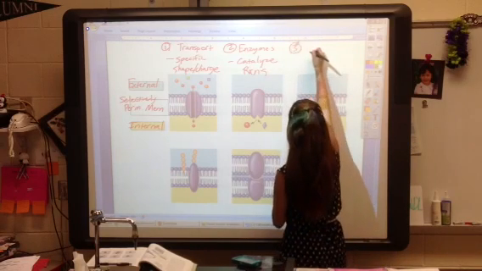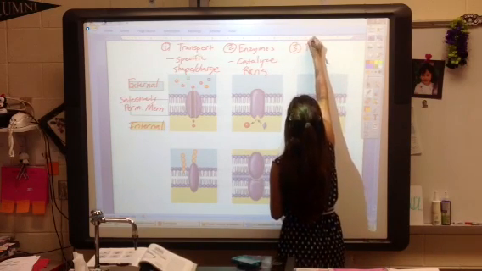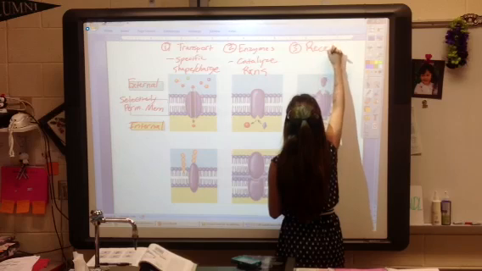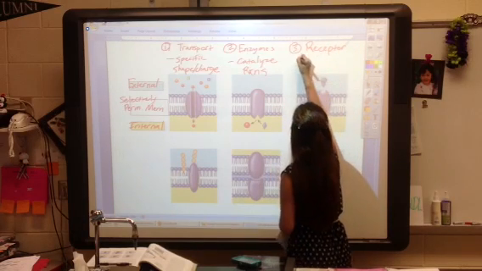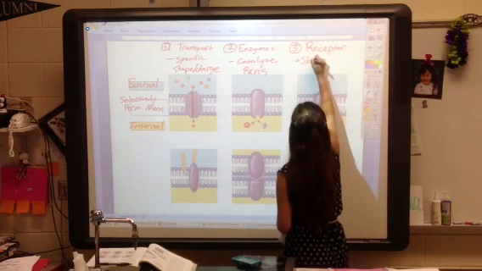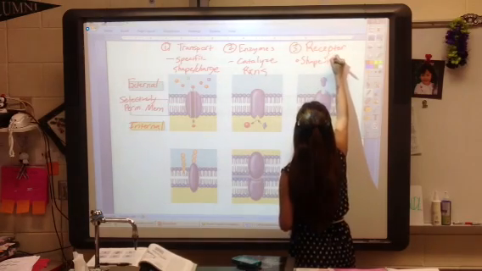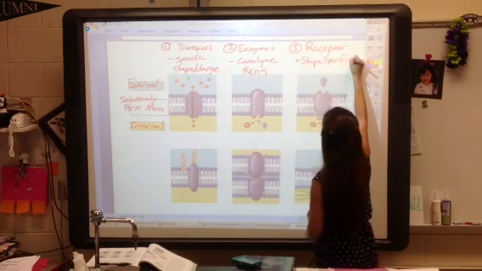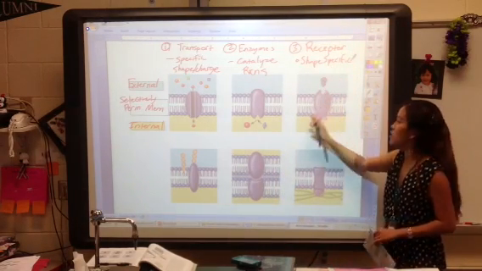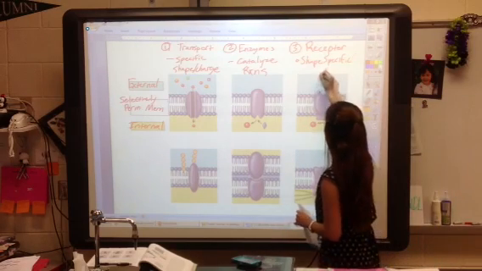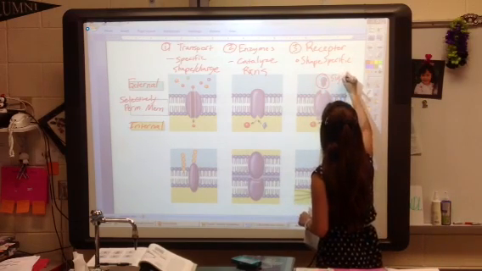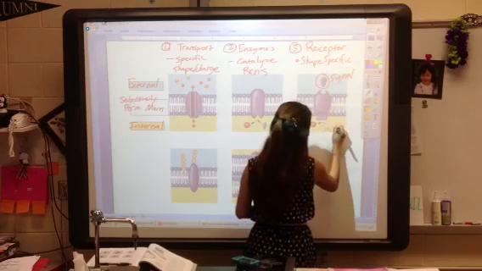And the third function is going to be to act as a receptor. Again, these receptors are going to be shape specific. They can receive a molecule and cause a reaction. So here's our signaling molecule, and here's the action result of that molecule.